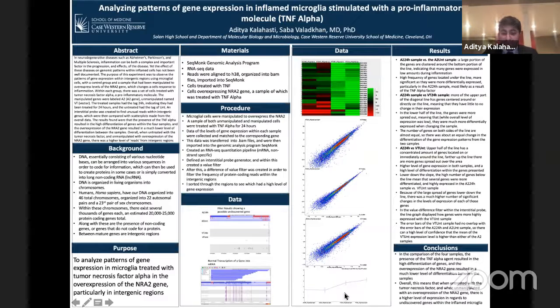were not treated, that did not have a higher expression of NR8-2, actually showed a higher level of gene and protein expression. Essentially, in the conclusion, in the comparison of these samples found, the presence of TNF-alpha resulted in a high differentiation of genes, and the overexpression of the NR8-2 gene actually resulted in a much lower level of differentiation, which was not expected. Overall, this means that when untreated with the tumor necrosis factor, or the TNF-alpha, and when unmanipulated with the NR8-2 gene, there's a higher level of expression in regards to genes in the inflamed microglia. This project has a lot of application when you look at cerebrovascular diseases, as well as major neurodegenerative diseases such as Alzheimer's.